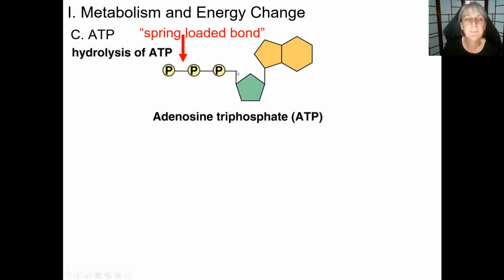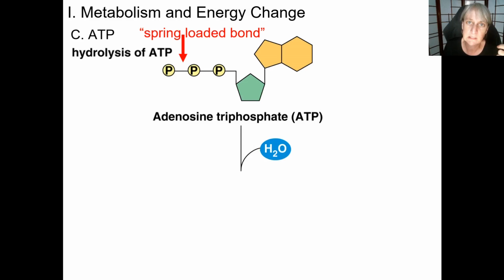I got a better drawing. I don't know if it's a better drawing, a simpler drawing. Here is my ribose, my adenine, and these are my 3 phosphates. You might want to put some minuses there to remind yourself they're charged. My ATP, it stands for adenosine. That's this. Triphosphate. 1 phosphate, 2 phosphate, 3 phosphates. Adenosine triphosphate.